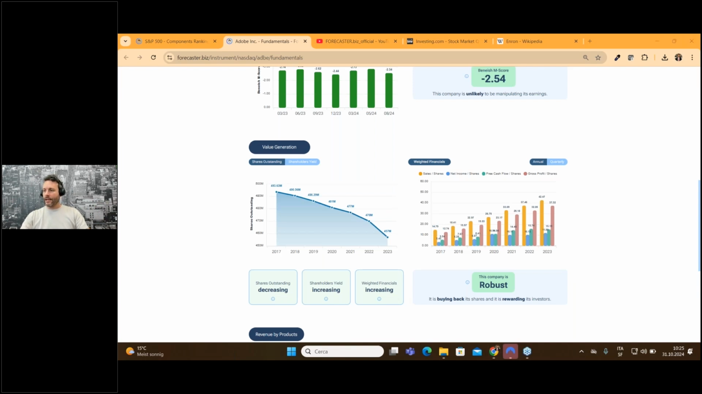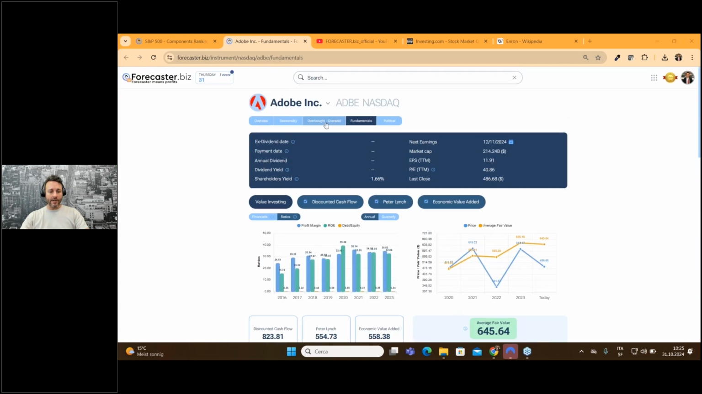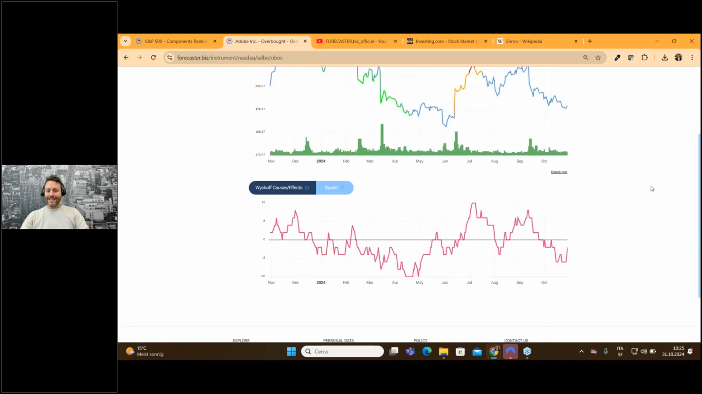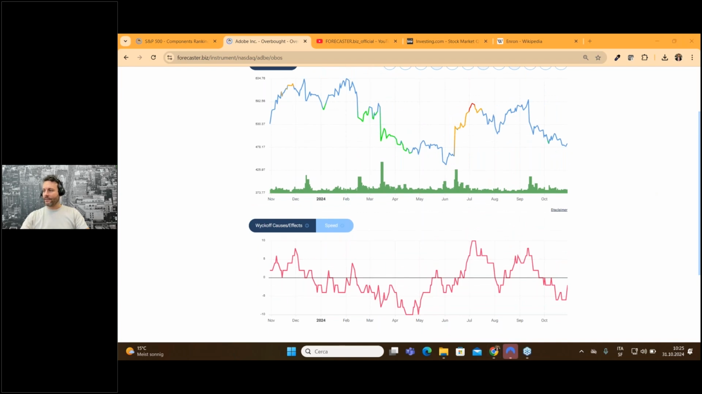But it's not time to buy the company because look, if we go to the overbought and oversold, we can definitely say that the very important lows where we can decide to buy are these ones. Look, and why do I tell you this? Because look, we can find the chart colored in green, which means that statistically speaking, we are on a low, on a very low point.